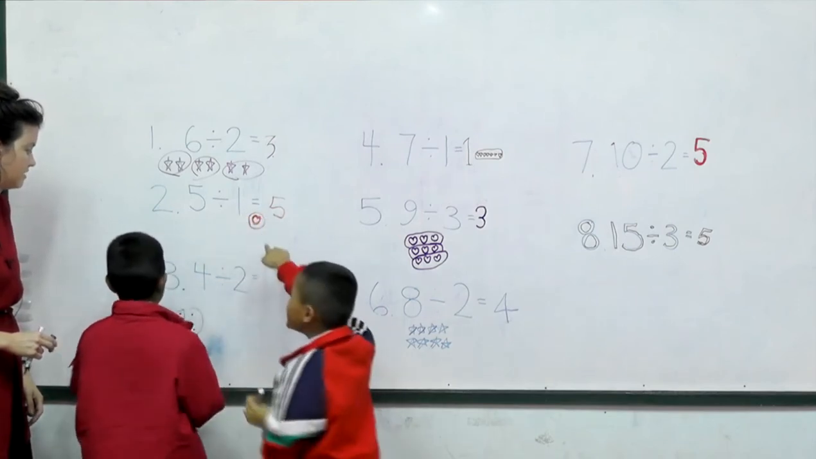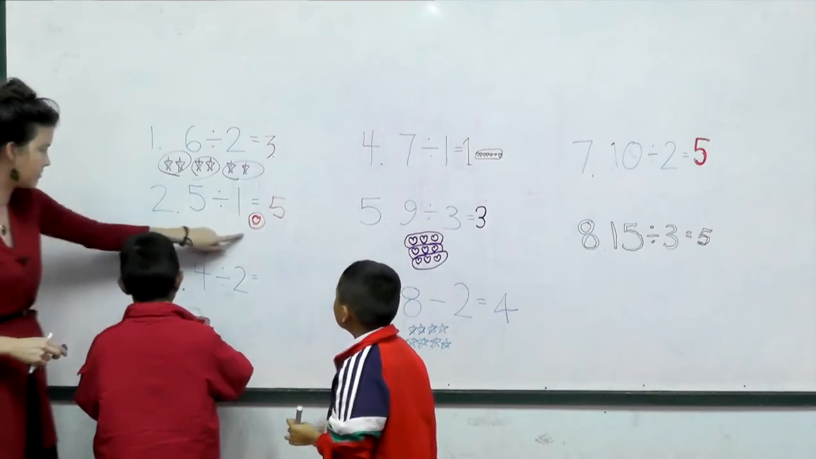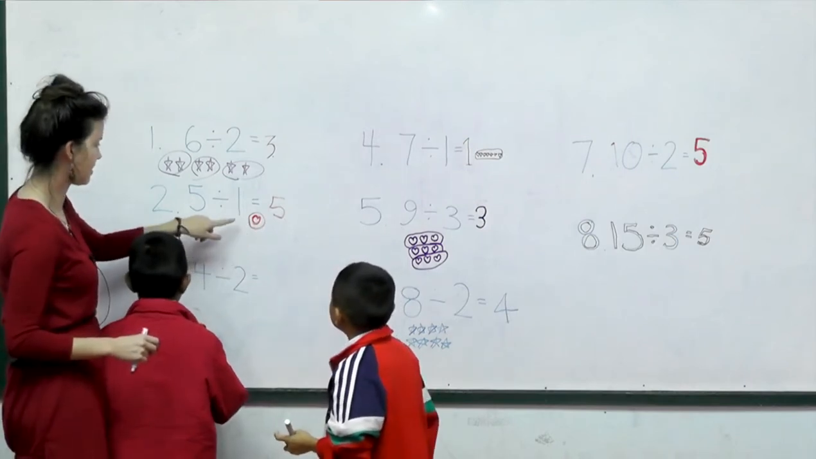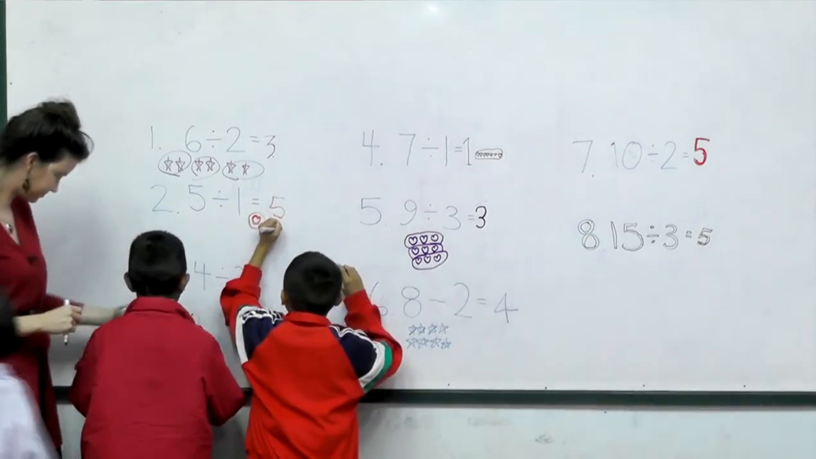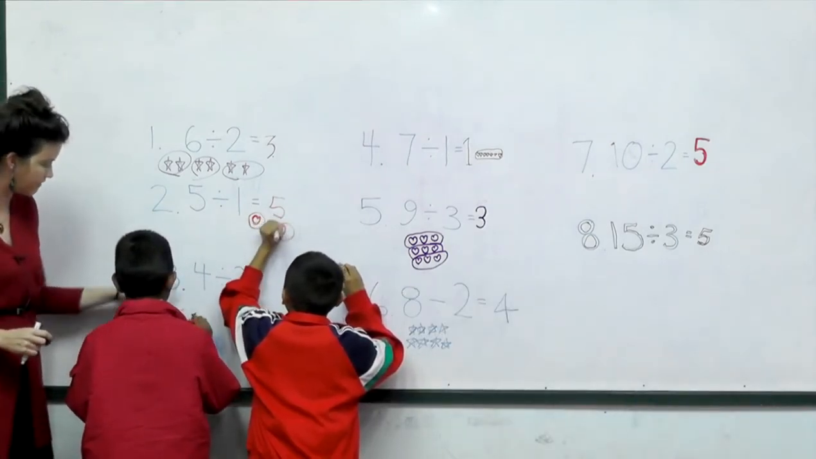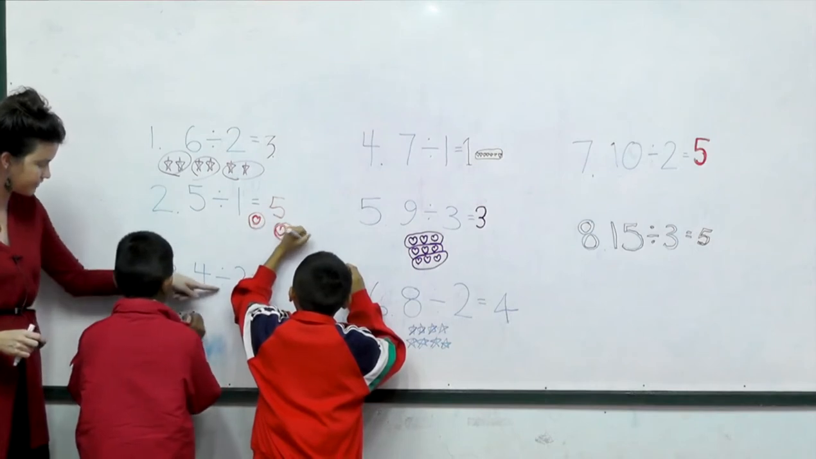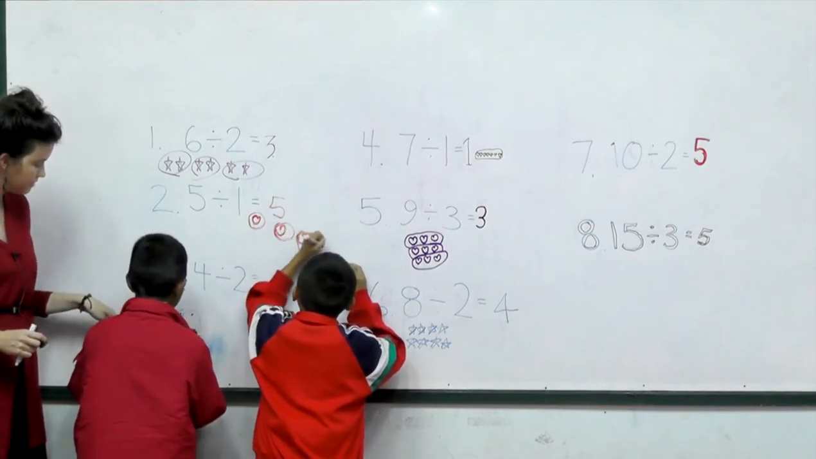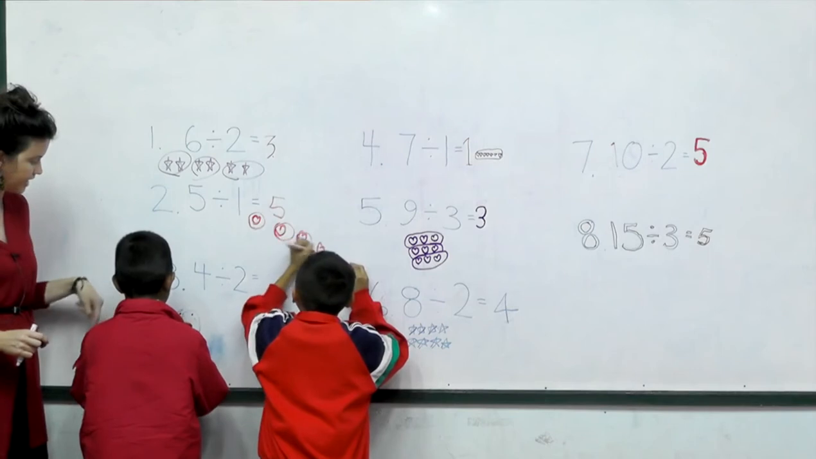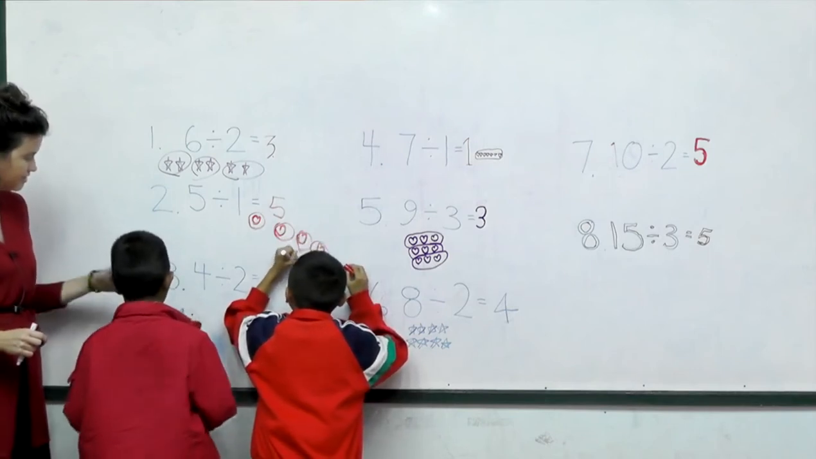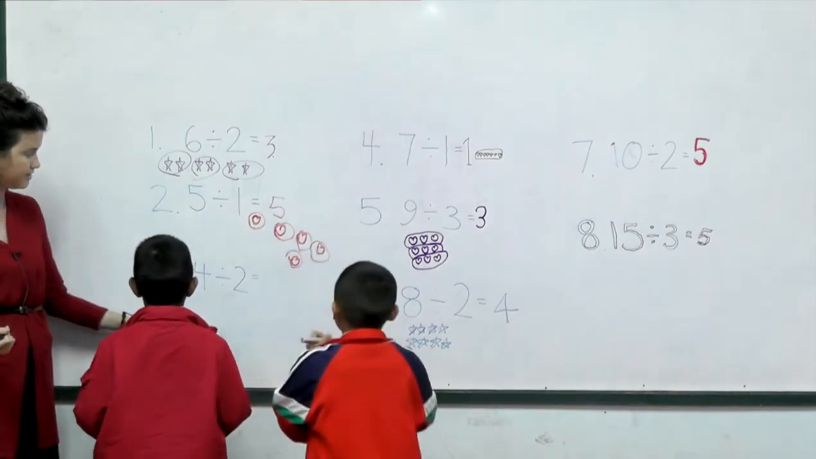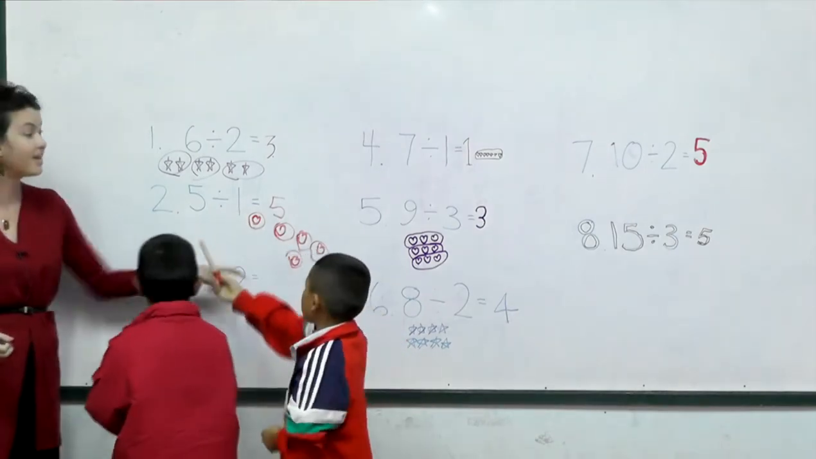1, 2. Finished? Yeah. What about? We need 5. All right, great job. We've got 4 dots divided by 2. How many groups do we have? 2. What's our answer? 2. Great job.